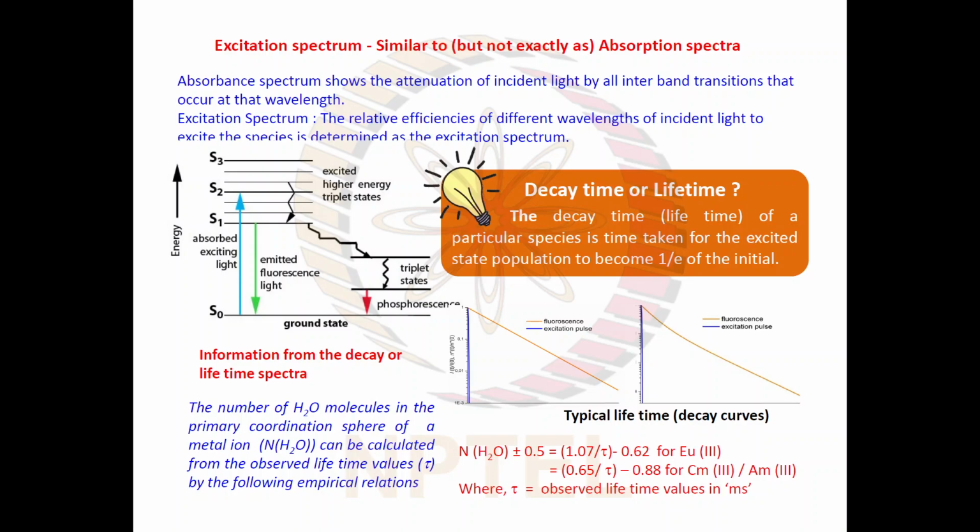Absorption spectrum shows attenuation of incident light by all interband transitions that occur at that wavelength.